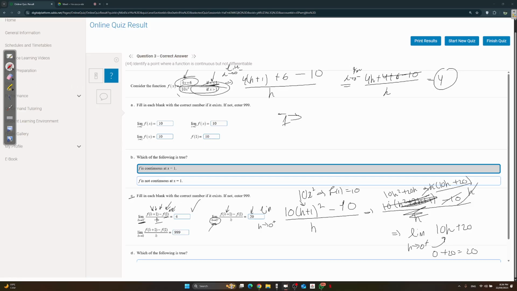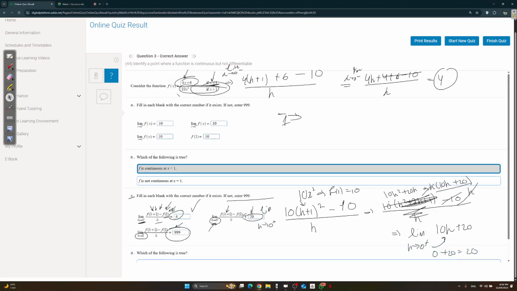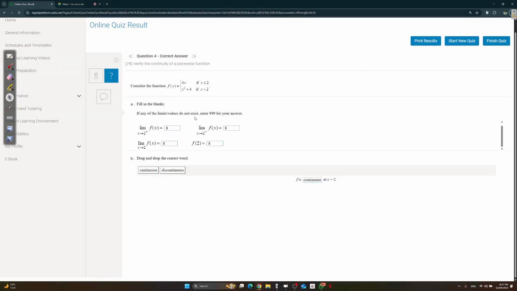Then the last one here, this is now saying h approaches 0. The limit as it approaches 0 minus must be equal to the limit as it approaches 0 plus. Are they equal? No. So does it exist? No. So what does that mean? Is it differentiable or is it not differentiable? It's not differentiable. Why? Because these two are supposed to be equal, the 4 and the 20, but they're not equal.